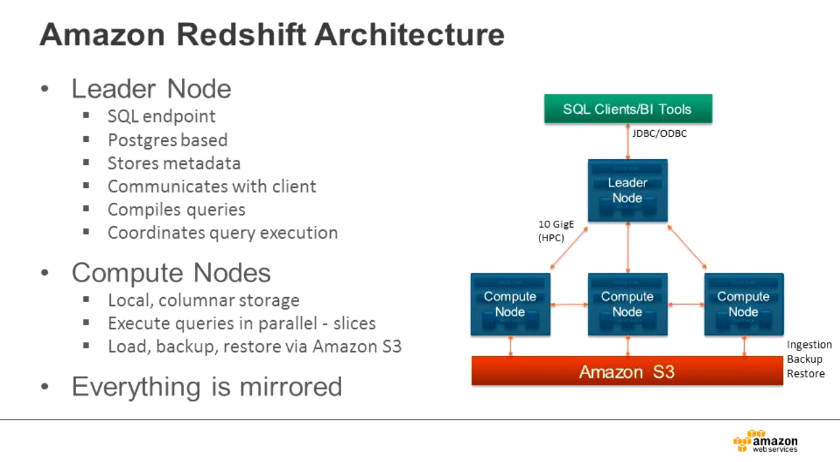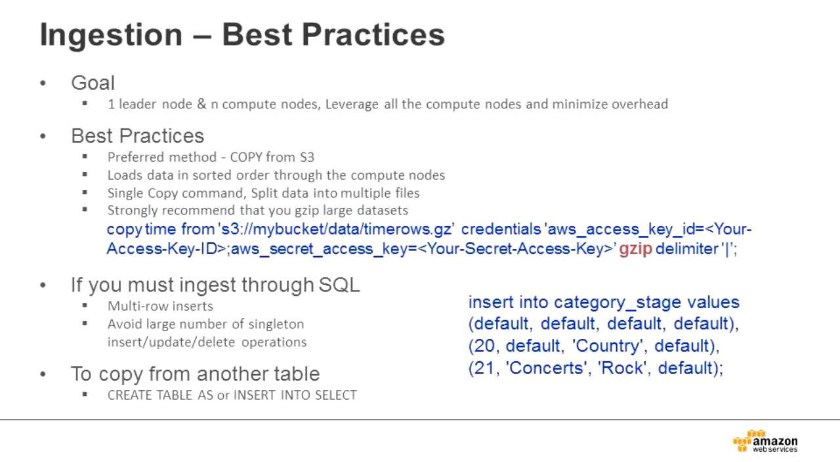And the goal here, the best practice, is to ensure that when you insert lots of data into Redshift, we want that to happen in parallel as much as possible and leverage all the compute nodes that are there, and minimize any overheads. So the preferred method when you're loading in bulk is to use the copy command from S3. We recommend that you stage your data in S3 and then use the copy command, and when the data gets loaded, it will be loaded into Redshift in sorted order if you've specified sort keys.